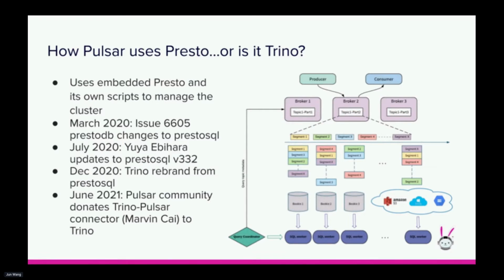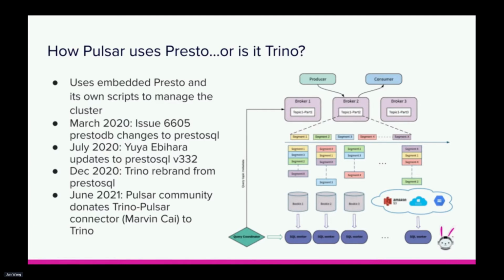So December 2020, the Trino rebrand had to happen, and we'll talk about the reasons why in a little bit. And in June 2021, which is right now today, the Pulsar community ultimately donates this Trino Pulsar connector, and this was done by Marvin Kai. He's going to be doing the demo later today. This was donated by the community to Trino, and now the Trino community is ultimately going to be maintaining this.